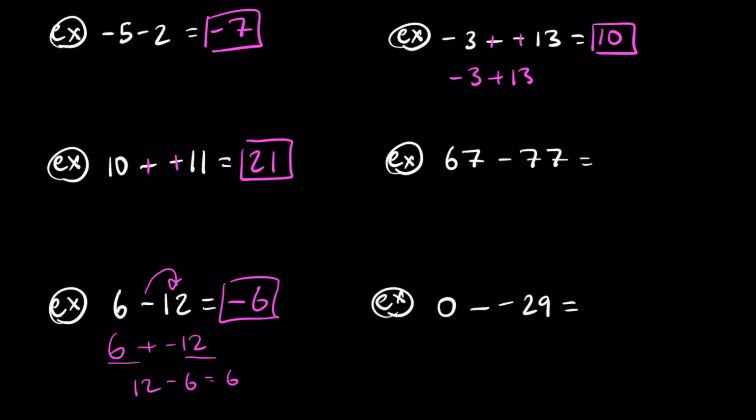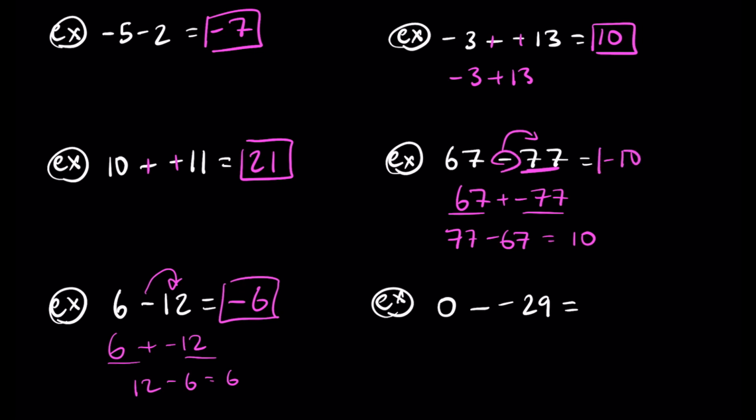67 minus 77. All right, well, I can just attach that negative to 77. So I'll have 67 plus -77. Different signs, we subtract. So 77 minus 67, well, that's going to be 10. And then I take the sign of the larger number between 67 and 77, which is going to be the 77, and it has a negative sign. So we'll have -10 as our answer.